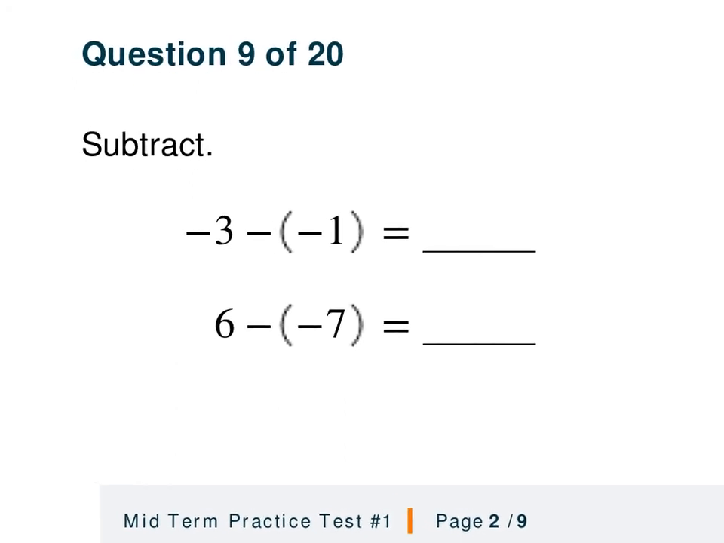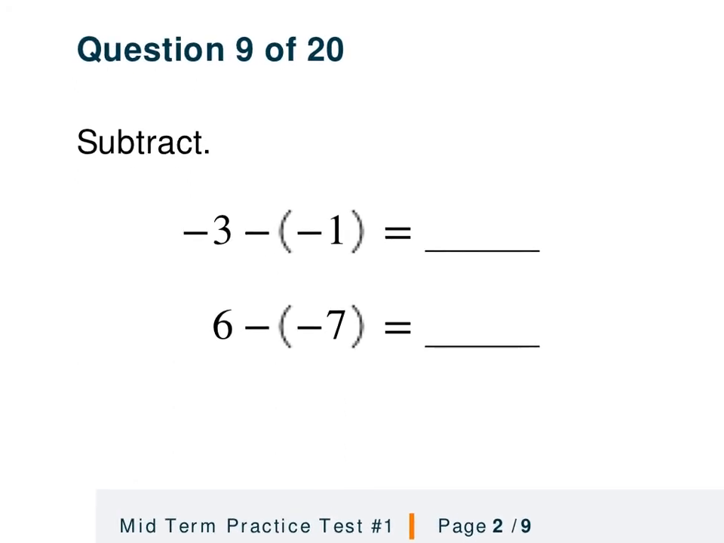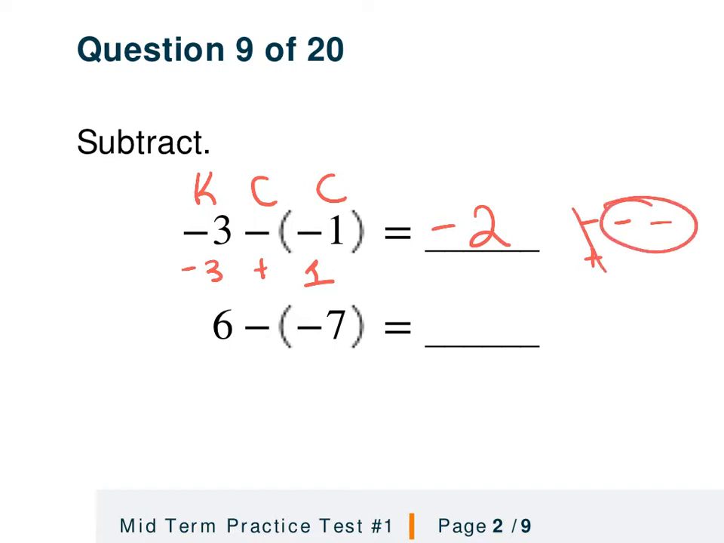Question 9 is the same thing. So I have keep, change, change. Negative 3 plus positive 1. I'm in debt $3, but I pay back $1. I'm still in debt $2. Or you can do 1, 2, 3 negatives, 1 positive, cancel, leaves me with 2 negatives. Several different ways to think about this.